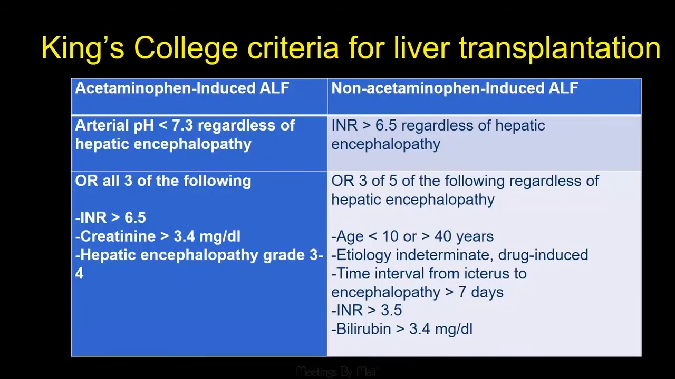This is the King's College criteria for liver transplantation. It is the most widely used model based on clinical scoring that tries to balance the risk of organ transplantation with the possibility that medical support and advances in ICU therapy can result in long-term survival. So the most important predictive factors for survival include patient age, the cause of ALF, and the degree of encephalopathy. Now, patients who develop ALF as a result of acetaminophen tend to do better.